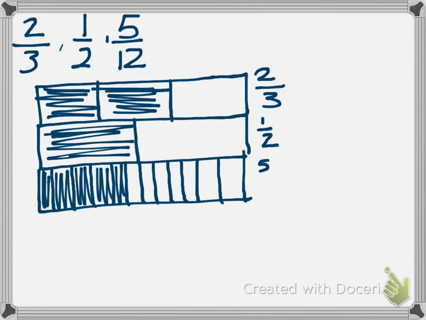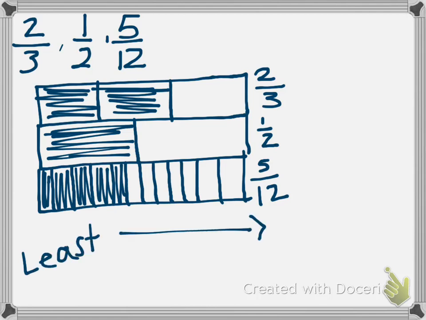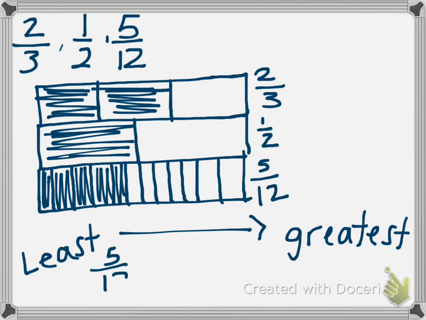Now, if I'm wanting to order these from the smallest to the largest, so least to greatest, I'm going to start with the smallest, which is 5/12, and then 1/2, and then 2/3.